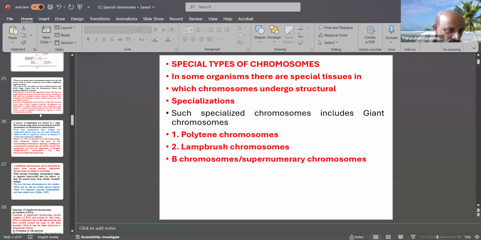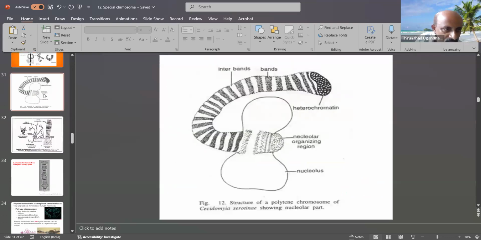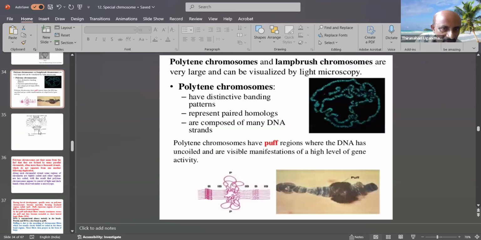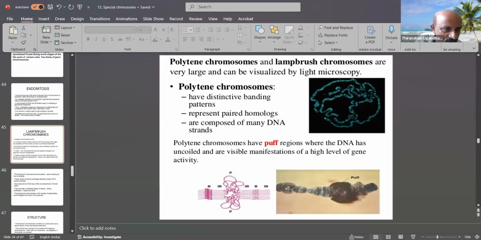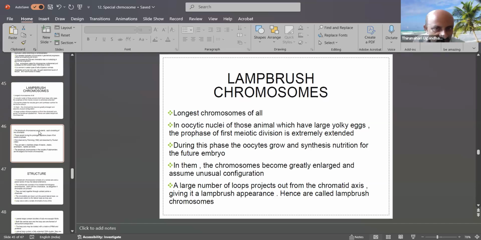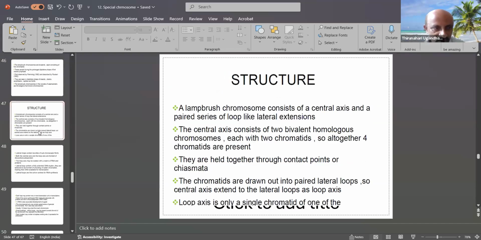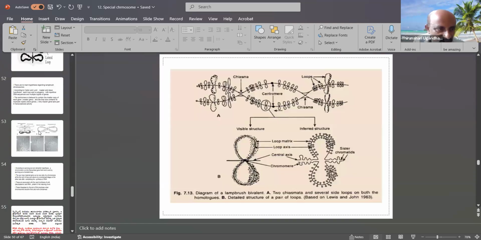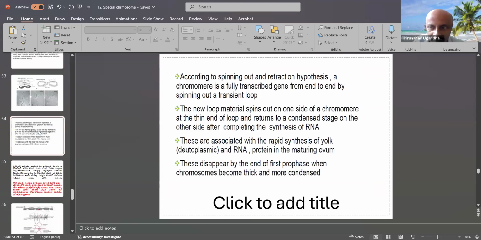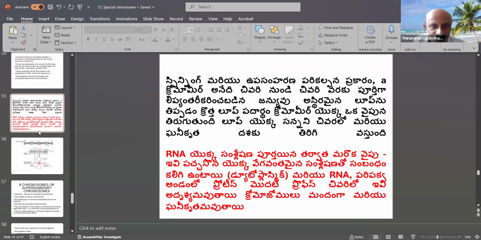Then the organisms. Here also the polytene chromosomes bands are there, but here lampbrush chromosomes are complete, and each loop is also complete.